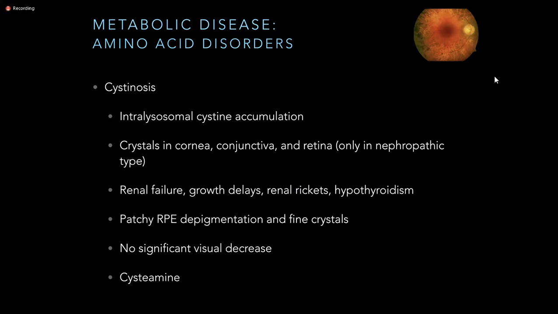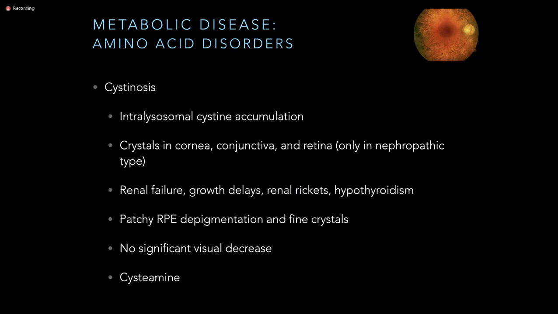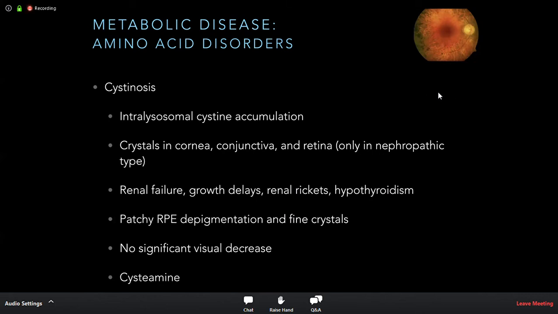Patients can have renal failure, growth delays, renal rickets, and hypothyroidism. You can get patchy RPE depigmentation, also some fine crystals. There's often no significant decrease in vision. The treatment can include cysteamine, which is available orally and as different types of eye drops. The diagnosis would typically be made by a urinary examination, looking for cysteine levels in PMNs, and also some gene tests as well.